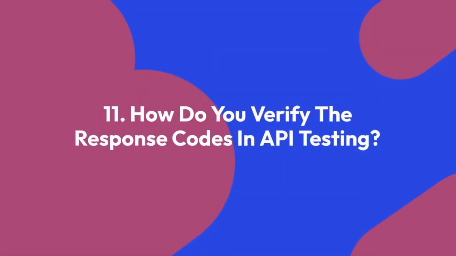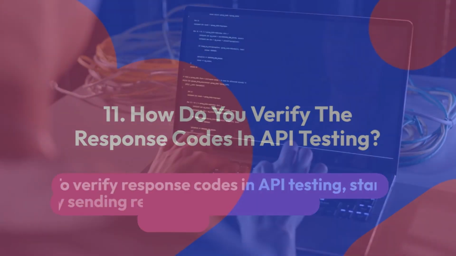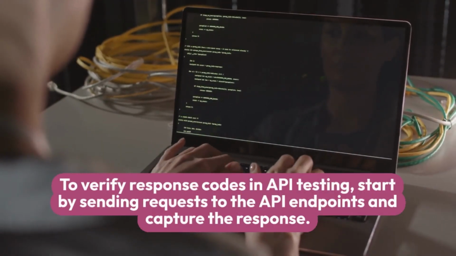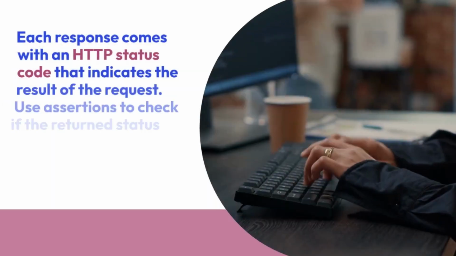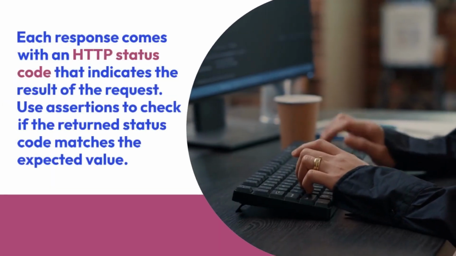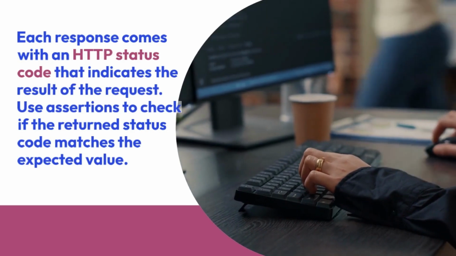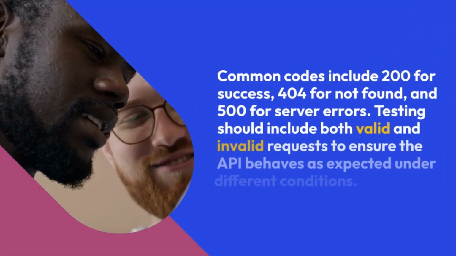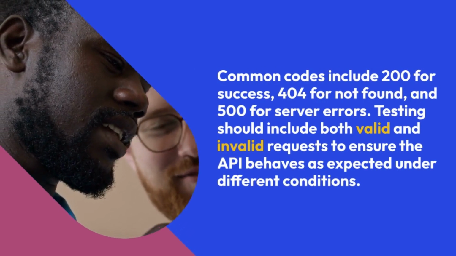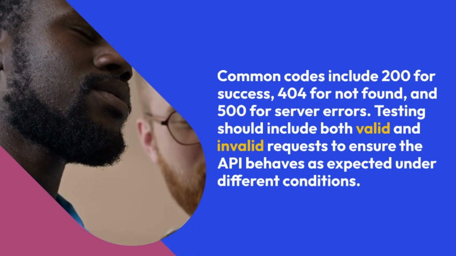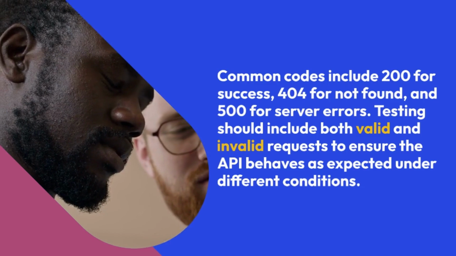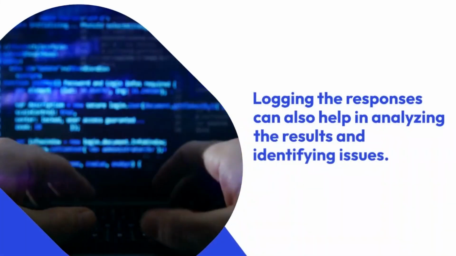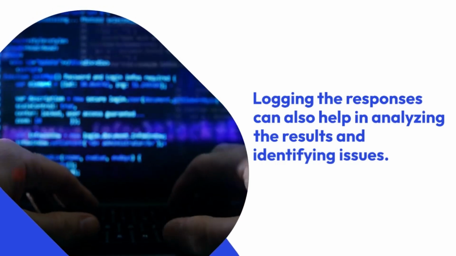11. How do you verify the response codes in API testing? To verify response codes in API testing, start by sending requests to the API endpoints and capture the response. Each response comes with an HTTP status code that indicates the result of the request. Use assertions to check if the returned status code matches the expected value. Common codes include 200 for success, 404 for not found, and 500 for server errors. Testing should include both valid and invalid requests to ensure the API behaves as expected under different conditions. Logging the responses can also help in analyzing the results and identifying issues.